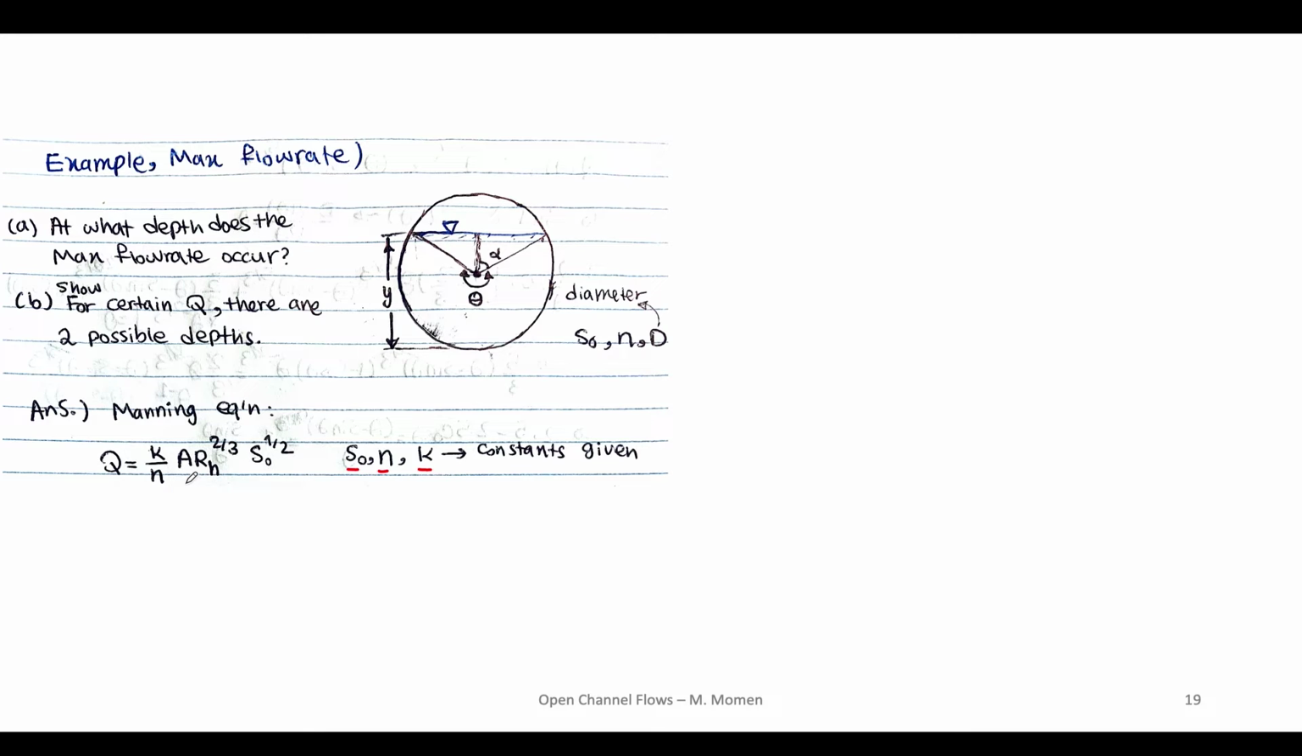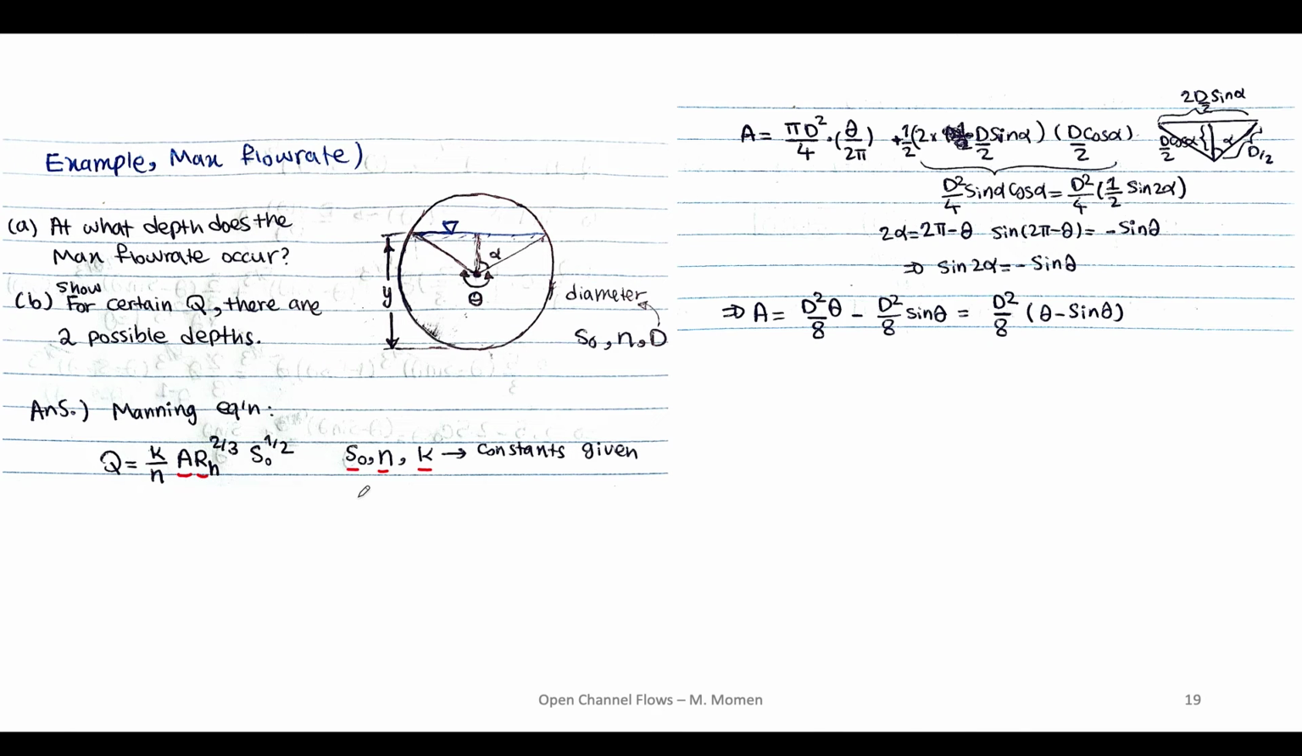And the only two variables that vary based on theta and y are the area of the channel and also the hydraulic radius. So these are the only two variables that we have to find, as a function of y, the depth, or theta. Okay, so in order to find the area, we need to do a little bit of geometry.